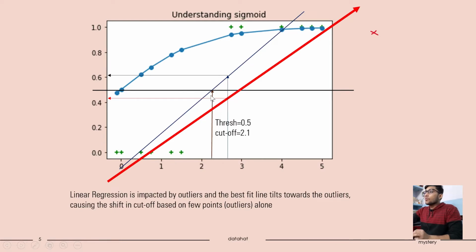Now what happens? Say for example you have an outlier. Linear regression is very much prone to outliers.